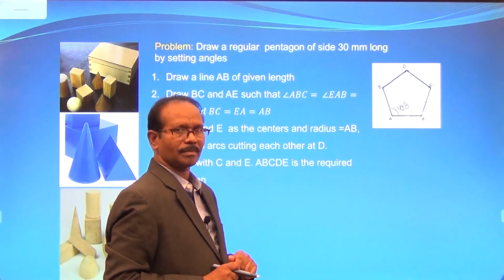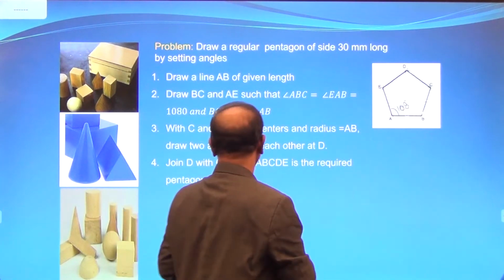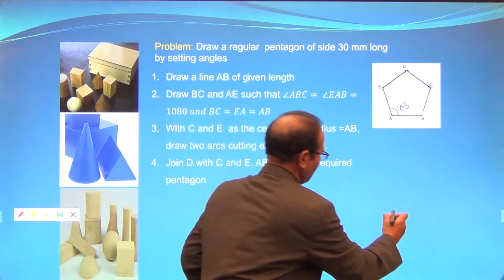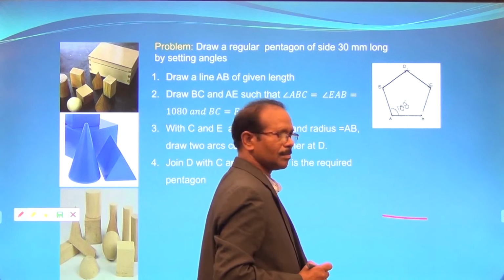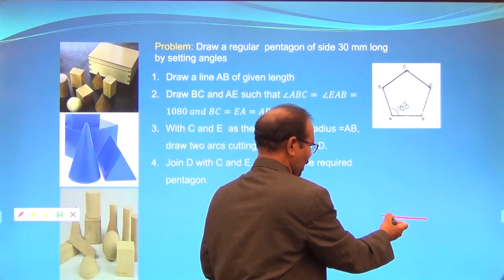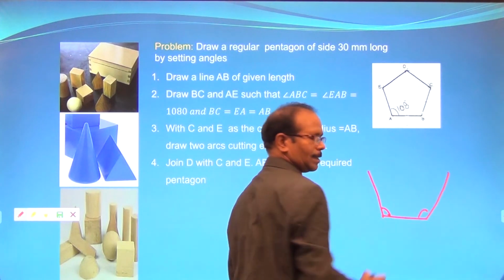Now pentagon. Quickly, I am going to finish. How to draw the pentagon? Say draw AB line, 180 degrees. Set an angle like this one, 108 degrees. Set an angle, 108 degrees.